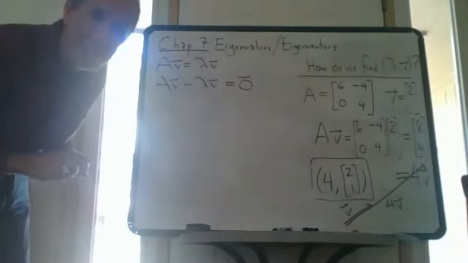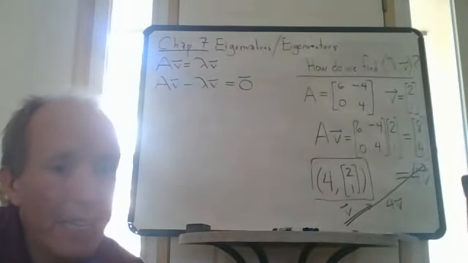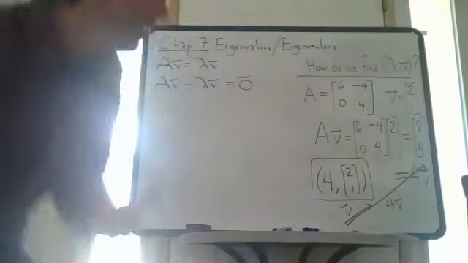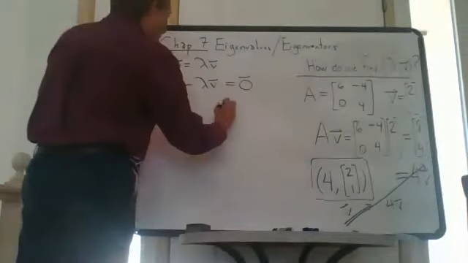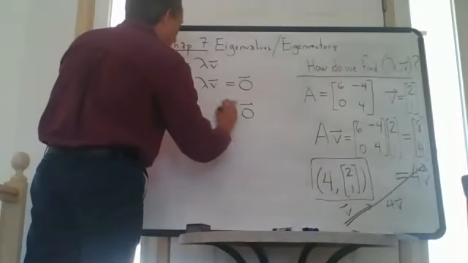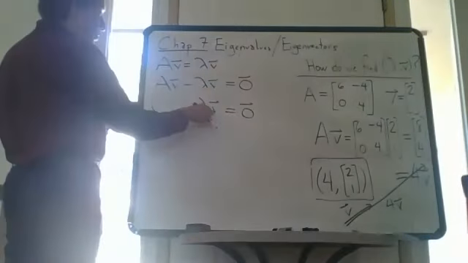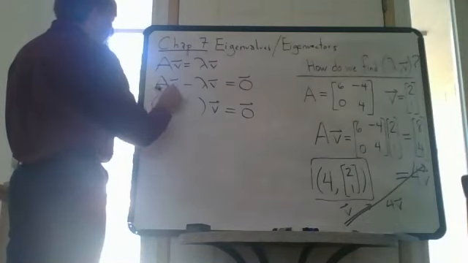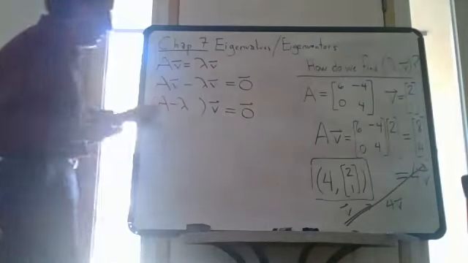Now, when you look at that second equation, AV minus lambda V equals 0, you might want to factor out the V. So I can do that. I'm going to leave my 0 over here. I'm going to put my V right here. Now when you factor the V out of this, you have capital A minus, and there you have a lambda, you see?